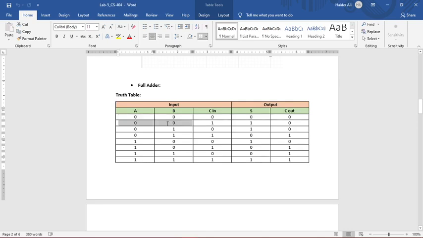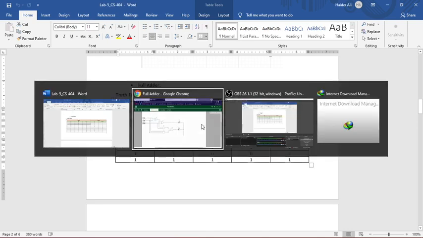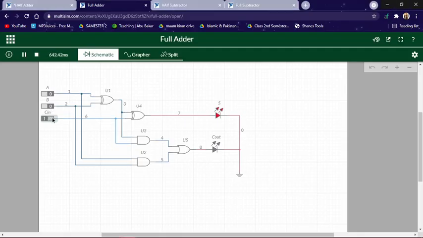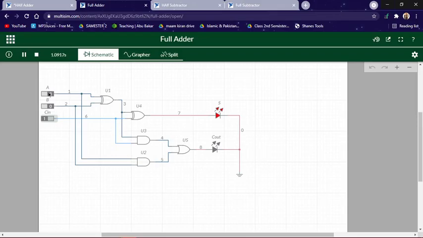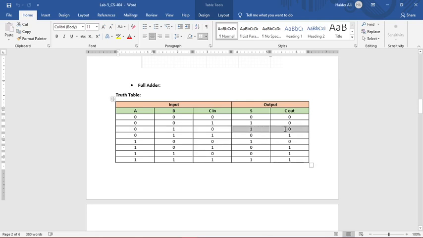When A is 0, B is 0 and C is 1, then sum is 1 and C out is 0. When A is 0, B is 1 and C is 0, sum is 1 and C out is 0.